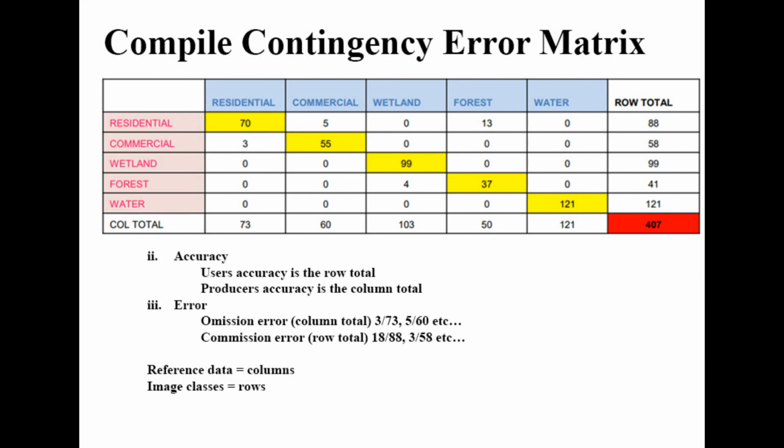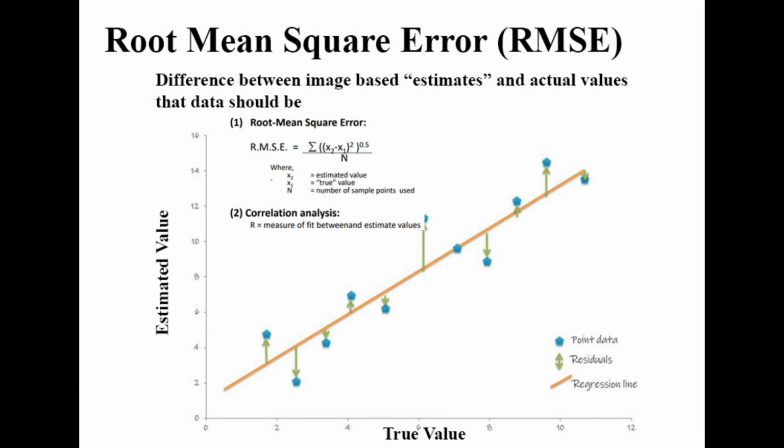And if you don't want to do this compile contingency error matrix, you can do the root mean square error, which just explains the variation of points around the true value. You can find lots of YouTube videos on this, Khan Academy or something like that. That's just trying to find the final error.